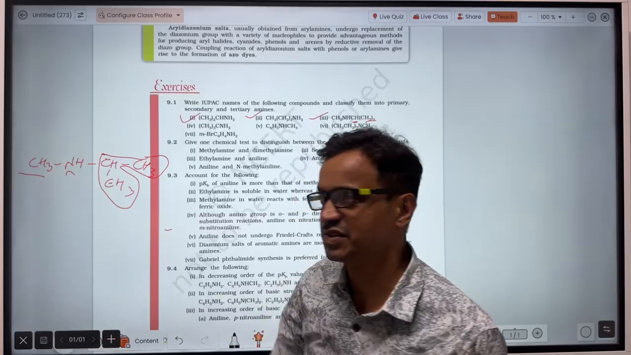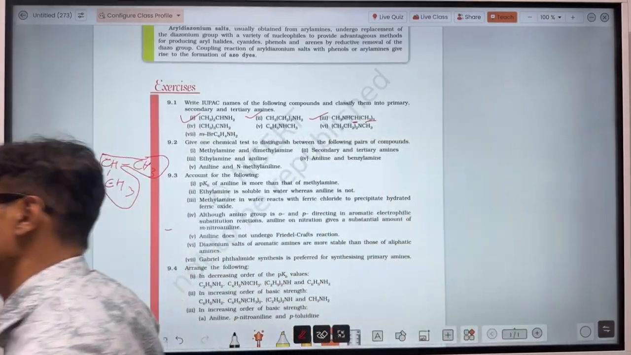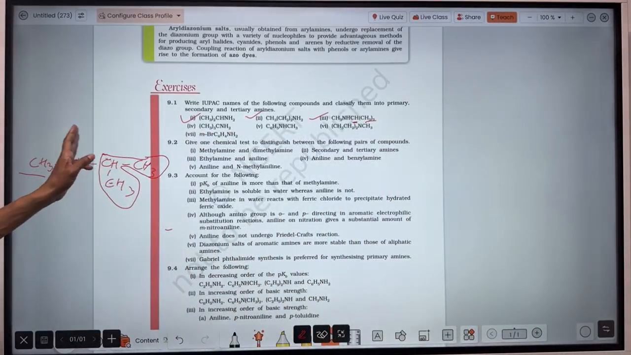Now the methyl group is bonded to the nitrogen, so that will be N-methyl. So what will the name be? N-methyl propane 2-amine.